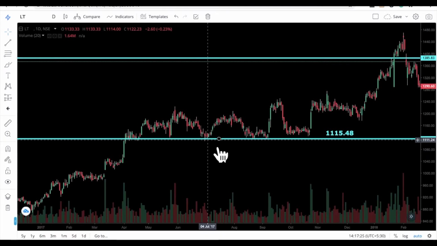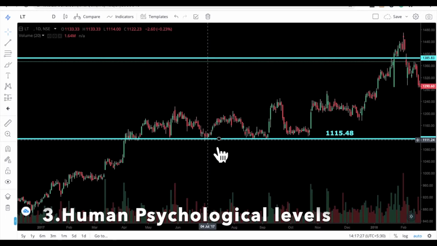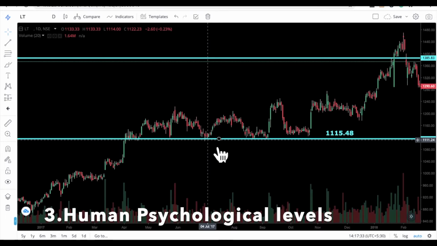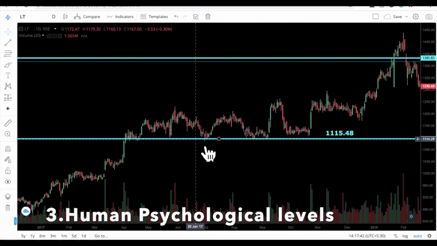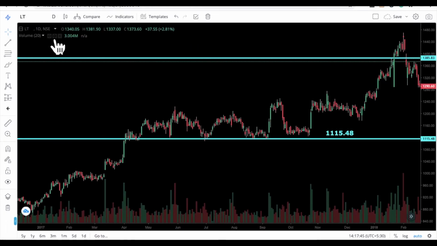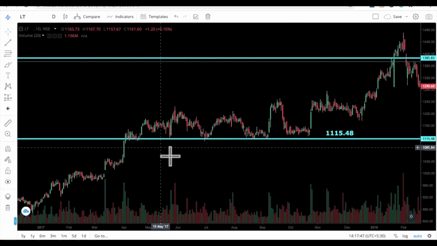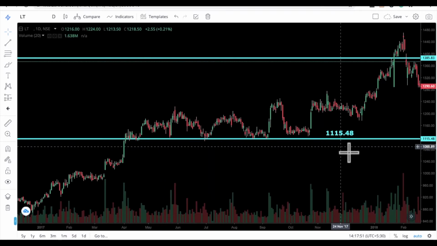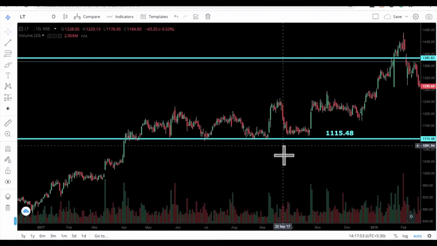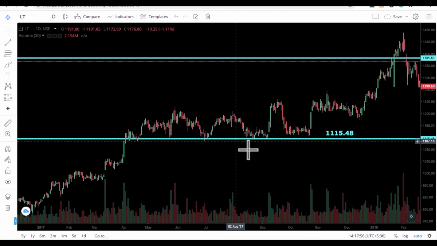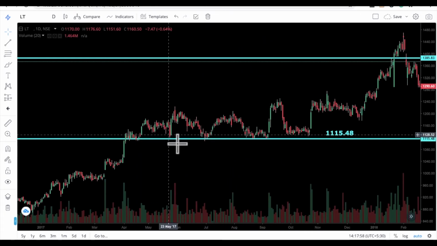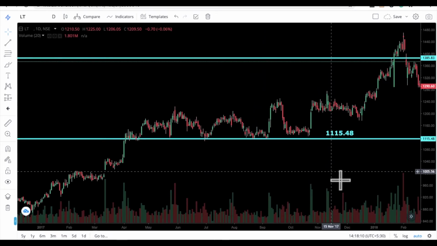Apart from round numbers, there can be other psychological levels which can act as strong support and resistance. I'm taking LNT as an example, daily time frame, to explain this to you. If you see here, 1115.48 is acting as a strong support level. The market tried 1, 2, 3, 4 times to break this level and go down. However, that was not possible.